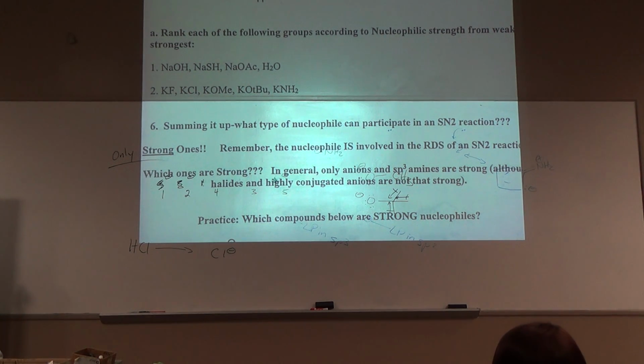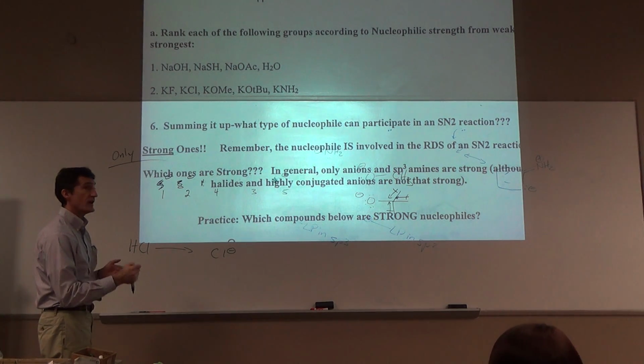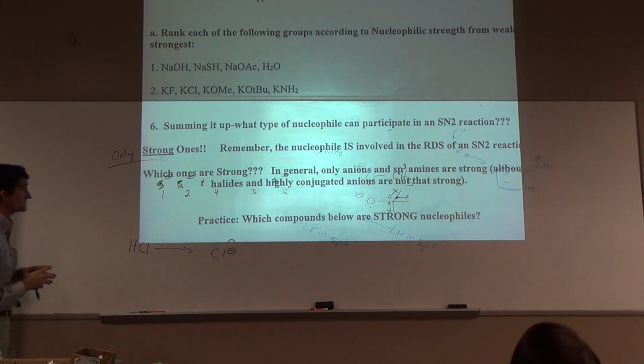SN1, on the other hand, is the nucleophile involved in the rate determining step? No. No. If the nucleophile is involved in the rate determining step, it's going to have to be able to get in there and do something. Ultimately, it's got to be strong to do an SN2 in general.